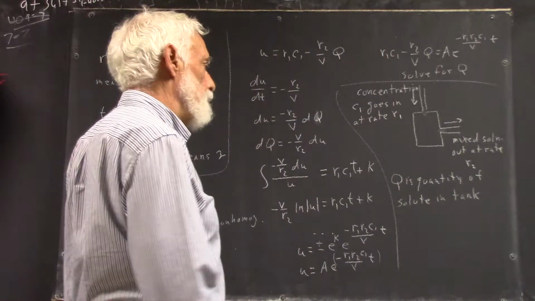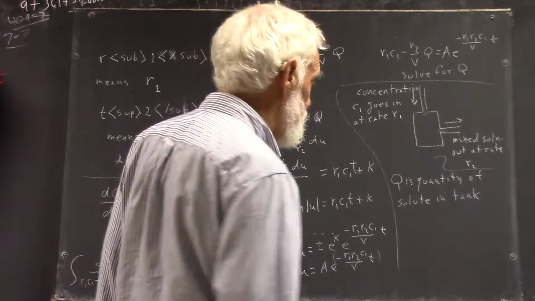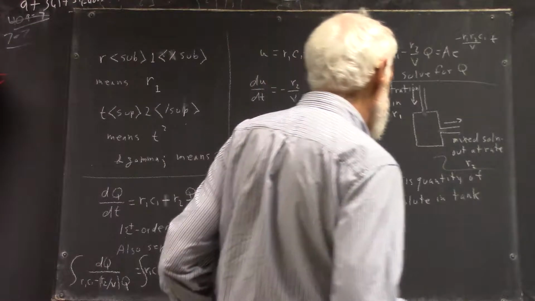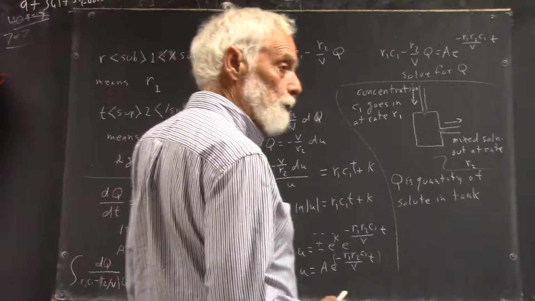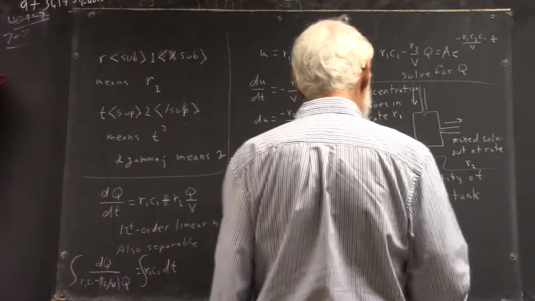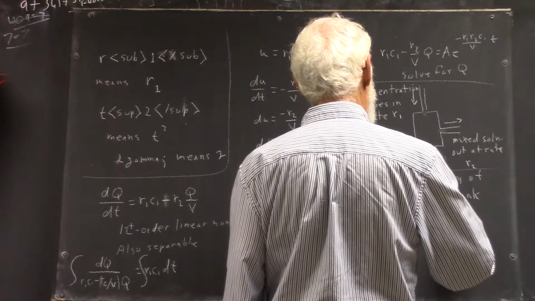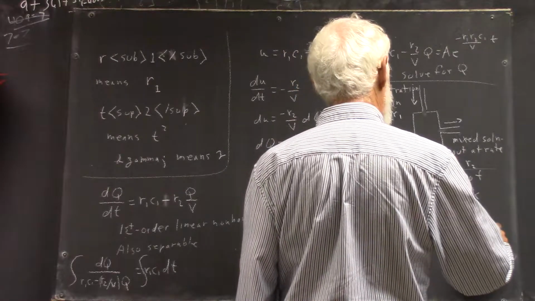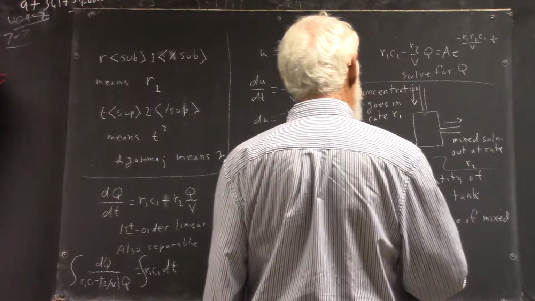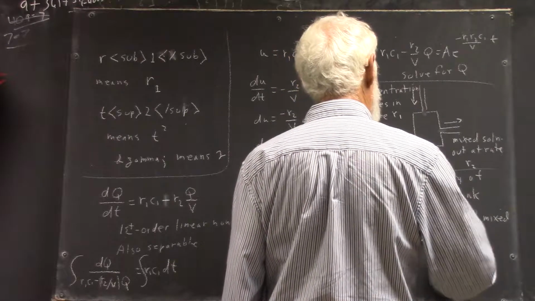Q is the quantity of solute in the tank. And I'll give you a more specific example, just so you know what solvent and solute mean. Simple concept. The quantity of solute in the tank, and V is the volume of mixed solution in the tank.